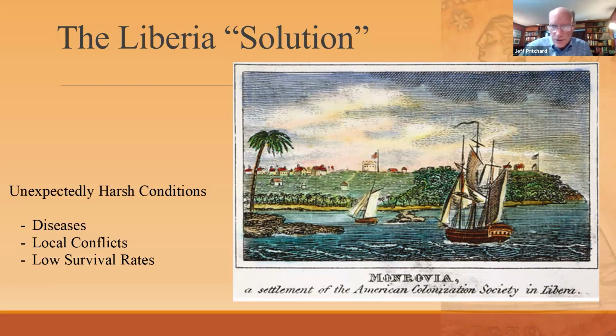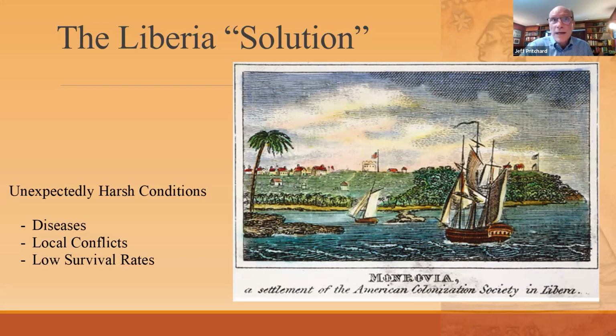Between 1822 and 1843, the society recolonized a little under 4,600 freed slaves to Liberia. But by 1843, less than half of those had survived. And that was primarily a result of disease. There were other issues, though. For example, the recolonized African Americans, freed slaves, didn't get along with the local tribespeople. And there were a lot of violent, bloody clashes between those two groups.